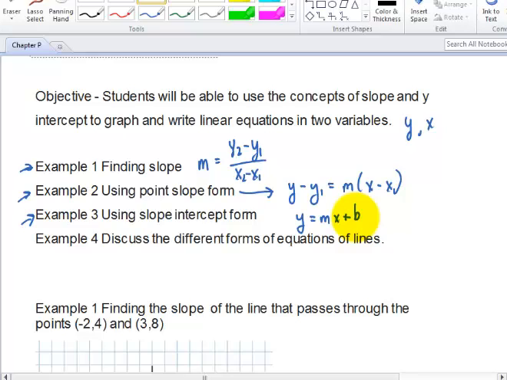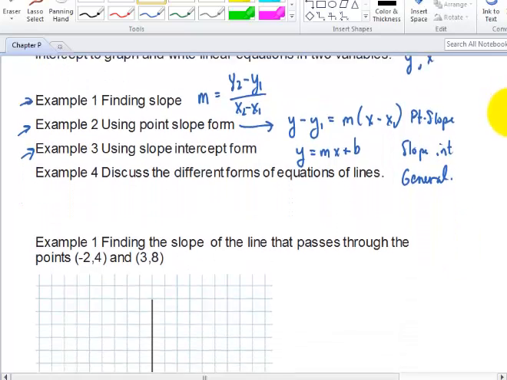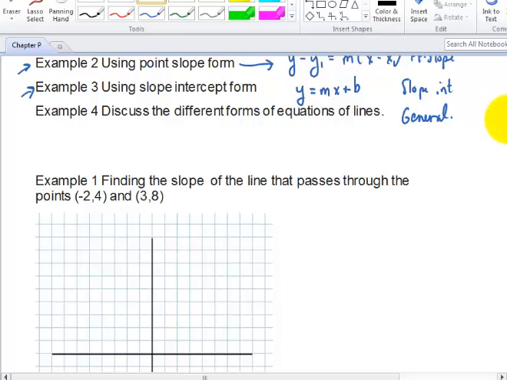And the last one is we want to talk about different forms of equations of lines. We have point-slope, there's slope-intercept, and a third form is called the general form. So we're going to talk about that and how we find that. So let's get onto the first question.